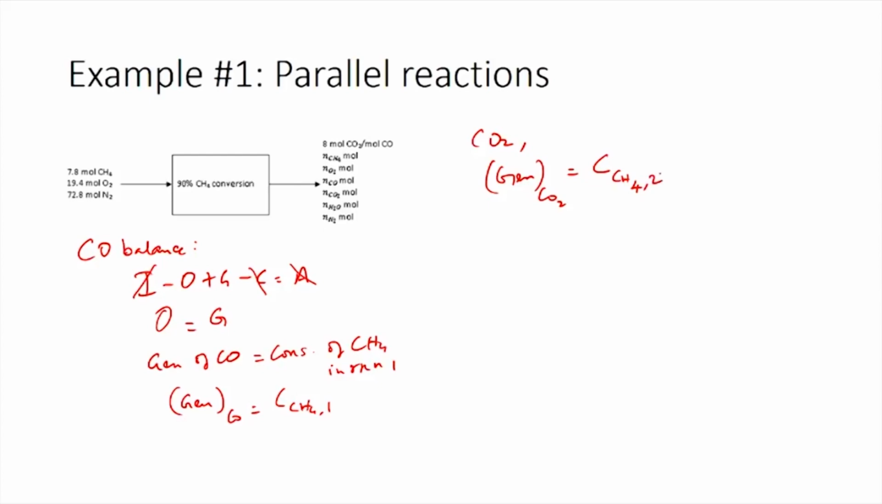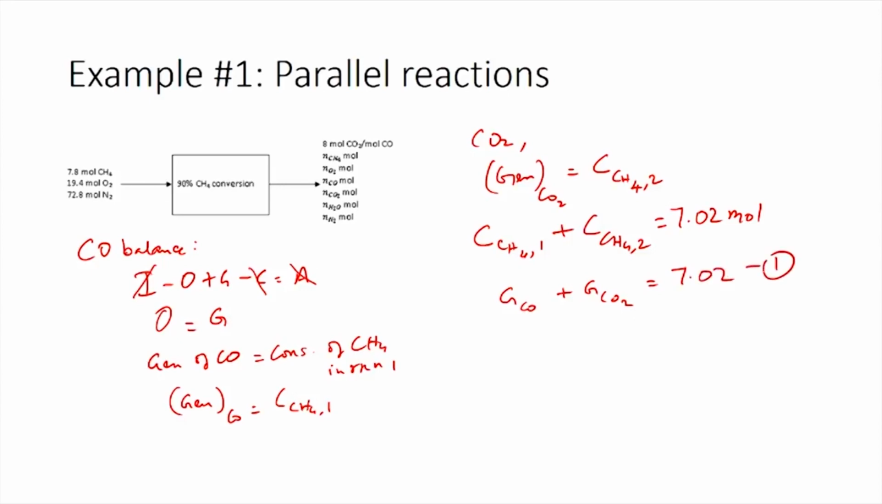second reaction. Now, we already know that the total consumption of methane is 7.02 moles, which means consumption of methane in the first reaction plus consumption of methane in the second reaction is equal to 7.02 moles. So, substituting the generation terms for carbon monoxide and carbon dioxide, we would have GCO plus GCO2, which are the generation terms, is equal to 7.02. So, this can be equation 1.